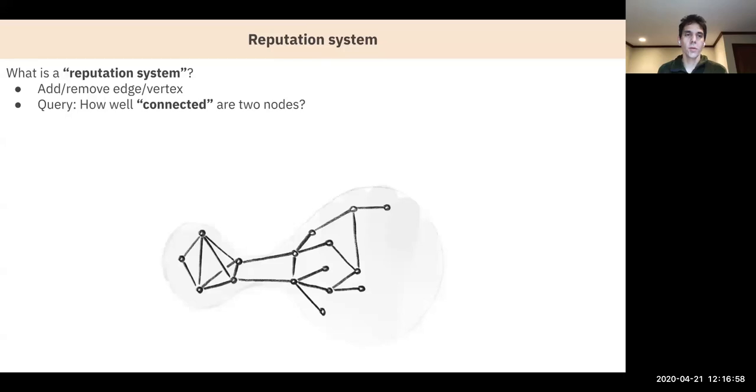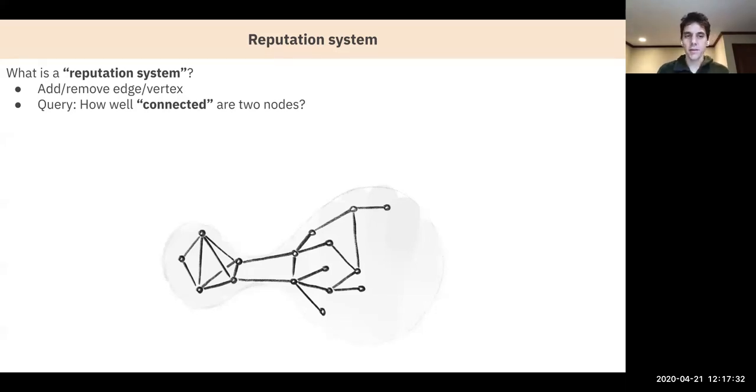A little bit more formally speaking, it's a system that essentially is a graph database. It allows you to add and remove edges and vertices. And it essentially gives you only one type of query that you can ask at the graph, which is, are two vertices well connected? Does this make sense so far? Everything's good? Okay.